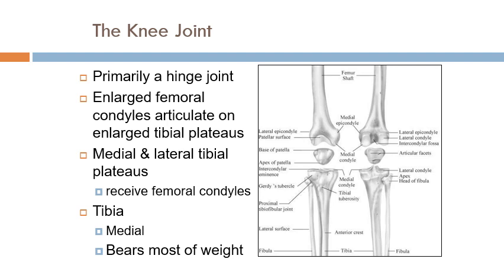So for instance, if you look at the elbow, the classic example of a hinge joint, the elbow does flexion and extension in the sagittal plane. The knee joint will do that as well. However, the knee joint, in addition to flexion and extension, will also do rotation. The caveat to that is that the knee has to be flexed in order to actively rotate the lower leg.